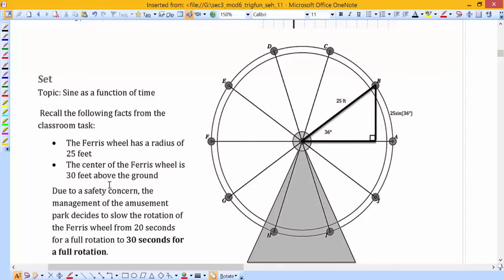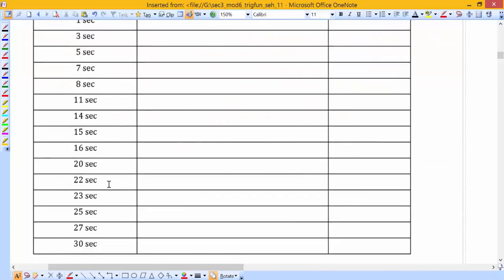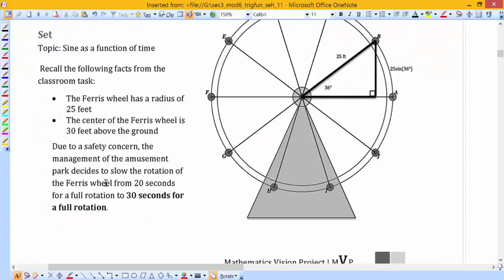Okay, the set. I'm going to spend some time here not doing the task with you guys. It's going to take a little bit more work for this. You are going to use this Ferris wheel, and we are going to fill in this chart down here. What this whole problem is asking is where the rider is at a certain time. How high are they off of the ground? To do this, we need to write an equation. That's just the easiest way to do this.